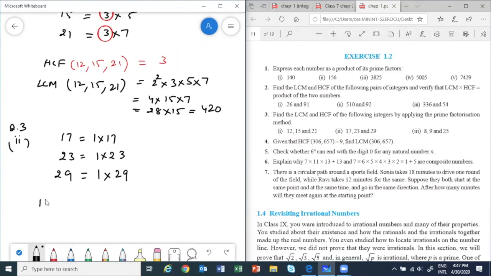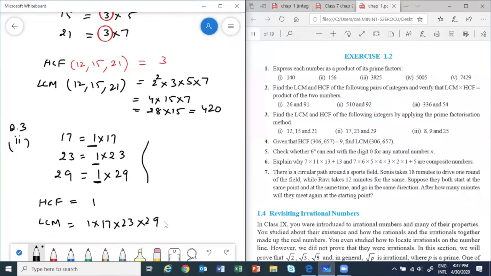So what will be HCF, students? So HCF is going to be 1. See? Yes. So this question, see here, if you don't think that 17 I can write as 1 into 17, then it will be difficult to find the HCF using prime factorization. That's why I thought I will do this question. What about LCM? So we'll have 1 into 17 into 23 into 29.